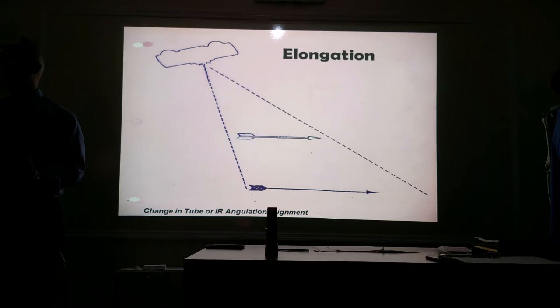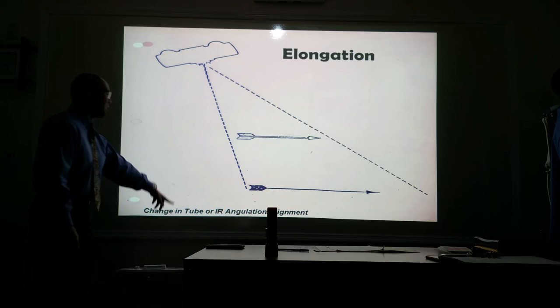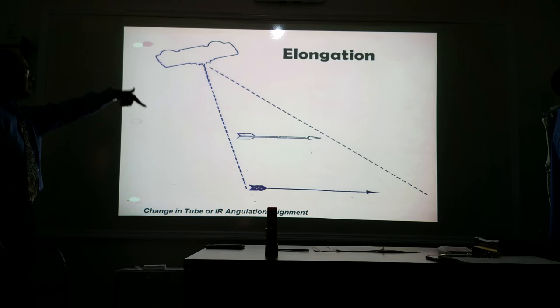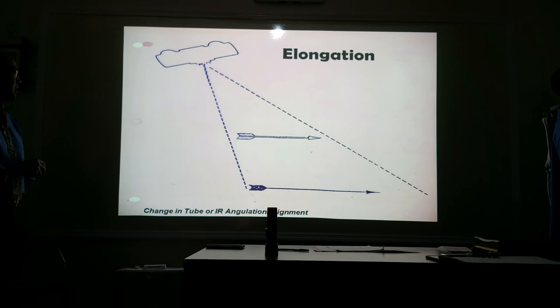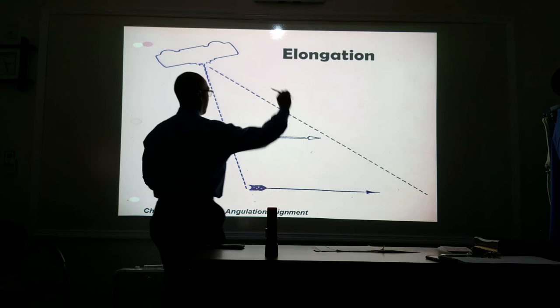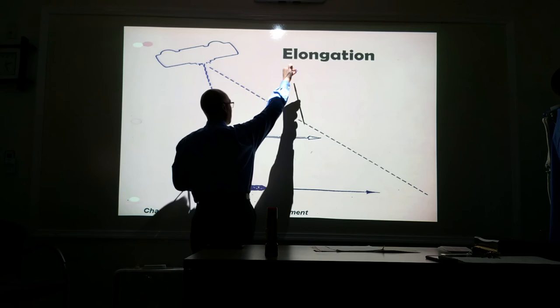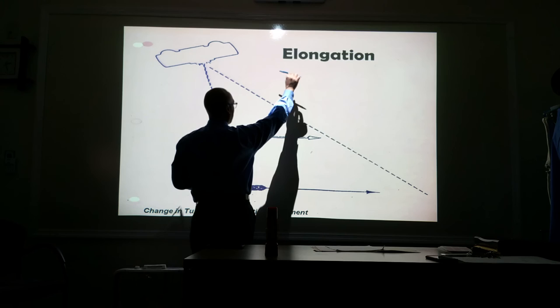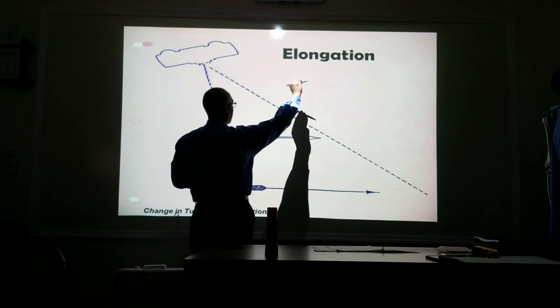Here is elongation. Elongation occurs when there is a change in your tube alignment. Instead of it being straight up and down, the tube is coming in at a different angle, causing elongation of the object being x-rayed. This can also happen if your imaging plate, image receptor, is at an angle. It results in elongation. Okay. Look at my pen. What's happening to my pen? Stretched out. Look how long that is. There's the true size. I can even foreshorten it. And I can elongate it.